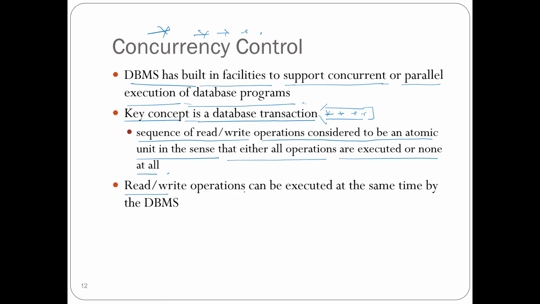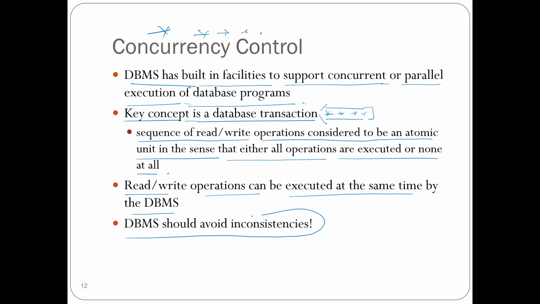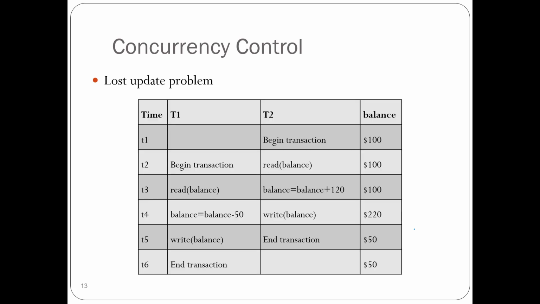Now the read and write operations can be executed at the same time by the DBMS, and the DBMS should avoid inconsistencies. So it is a big responsibility on the database management system. In order to provide better efficiency, with multiple customers accessing the data at the same time, parallelly or concurrently, inconsistencies may happen if you don't have any measures for concurrency control. So let's look at the problem that might arise if you don't enforce concurrency control.